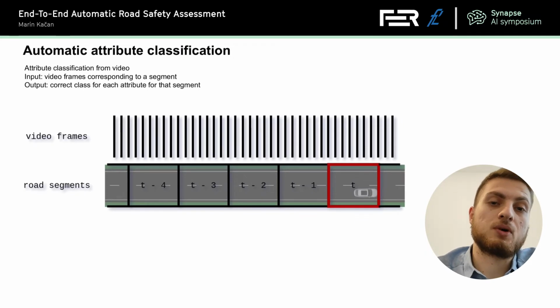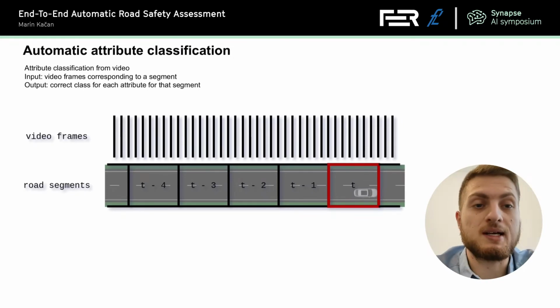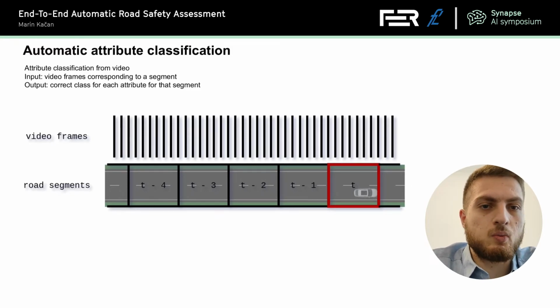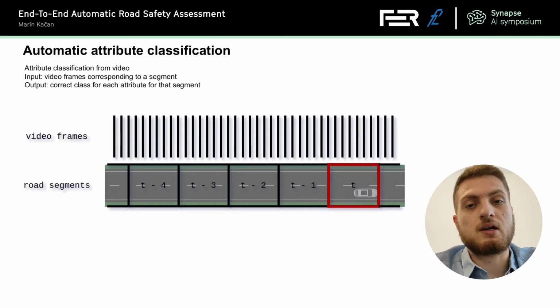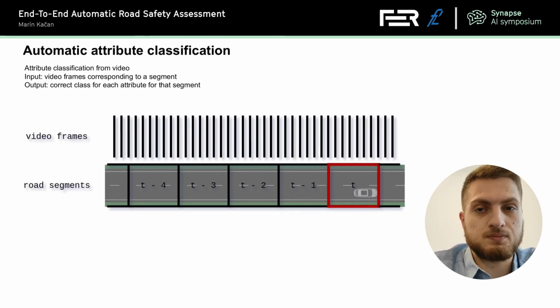Currently, IRAP attributes are coded manually for each segment by human experts. We want to automate that process, and so we formulate the problem as video or image classification. We align video frames with road segments and then classify the segments based on that input.